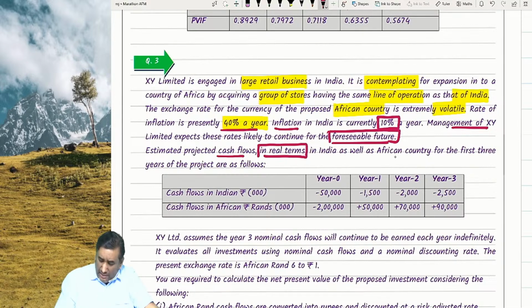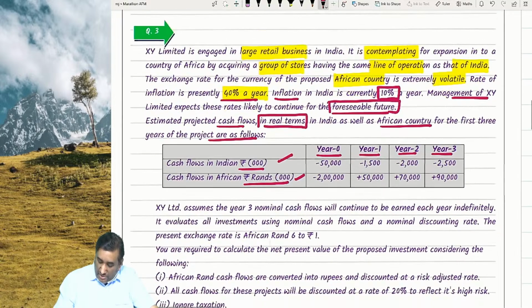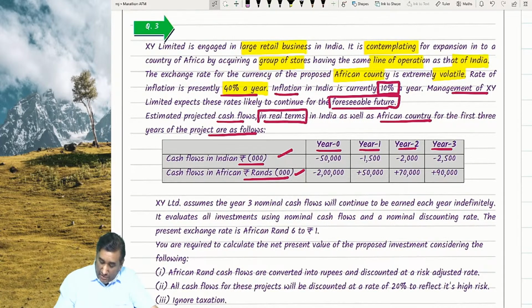Real terms in India as well as the African country for the first 3-year projects are as follows. Year 0, year 1, year 2, year 3. Cash flows are rupees 1000 and African rands 50,000 minus and 2 lakh, that means they are doing investments. This is done in Indian rupees, this is done in the African currency. The India business is showing loss and the African is showing the profit.